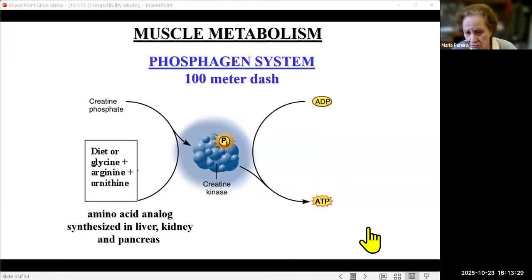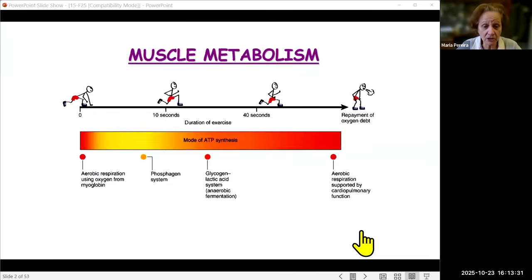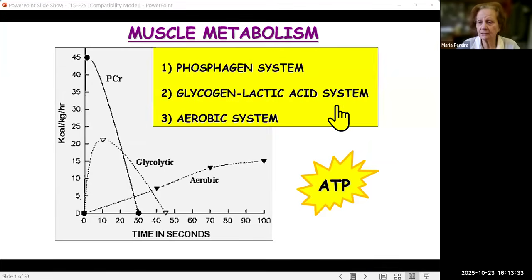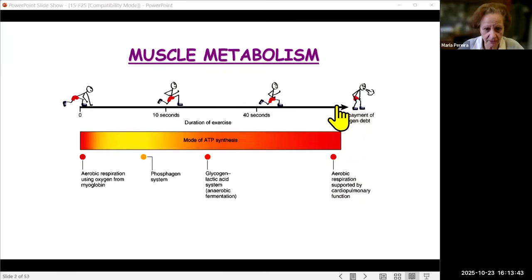So the pH is lowered, right? When you have too much lactic acid, then the pH is acidic, it's lower. And this is one of the reasons why you get sore muscles. It's because of the low pH inside the muscle fiber.